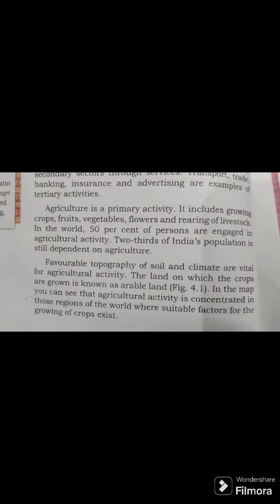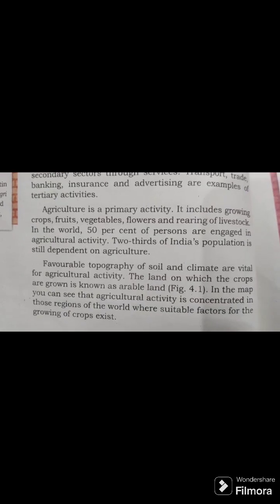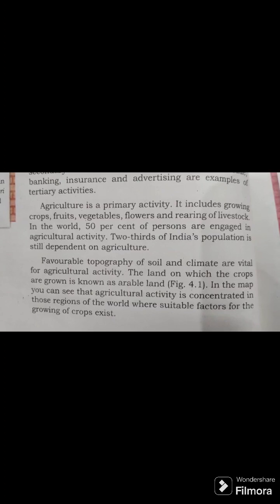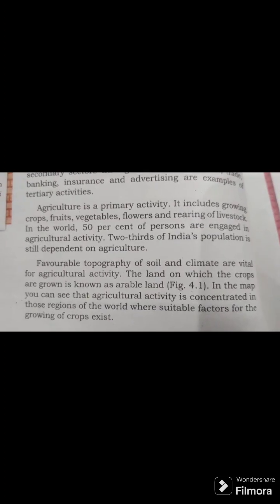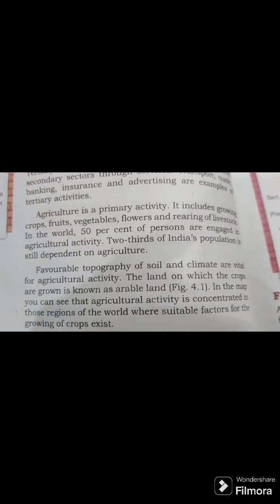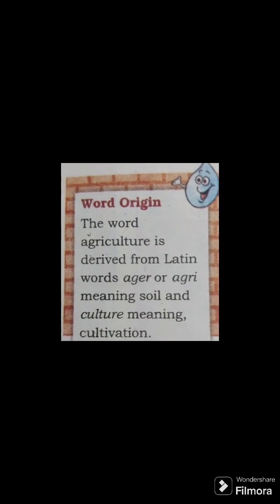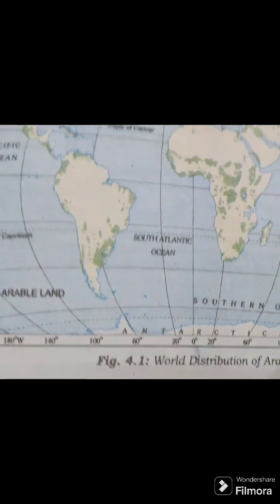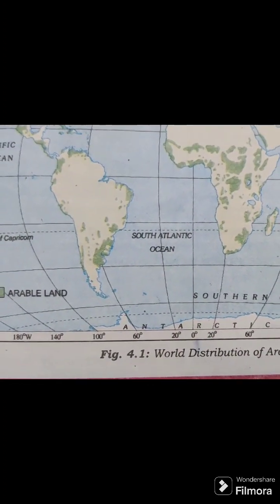In the map, you can see that agricultural activity is concentrated in those regions of the world where suitable factors for the growing of crops exist. The word origin column says the word agriculture is derived from the Latin words ager or agri, meaning soil, and culture, meaning cultivation. We can say in this figure 4.1, world distribution of arable land.